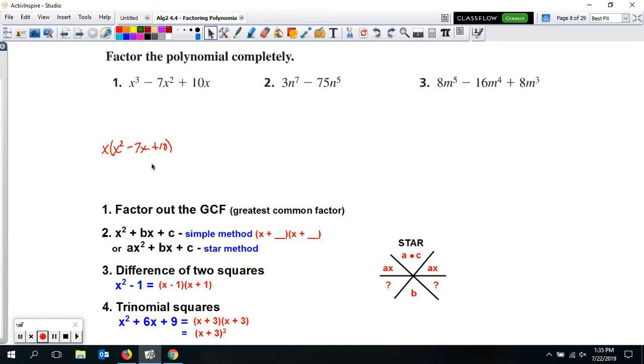Now you could always use the star method, even with the simple method, you could still use the star method, even if it's a simple method kind of factoring.